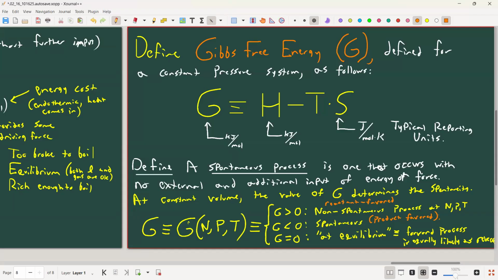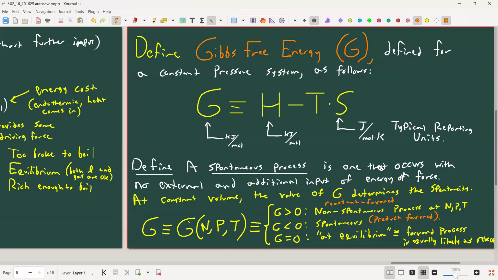Which is why when water starts boiling, it stops heating. If both of them were negative delta G, you would boil and heat the water at the same time. But that's not what happens. What happens is that the delta G signs flip at the boiling point. And now boiling is spontaneous and heating is not spontaneous anymore.